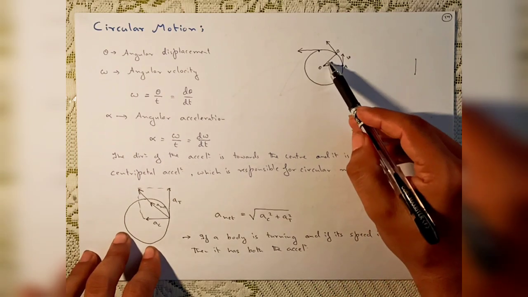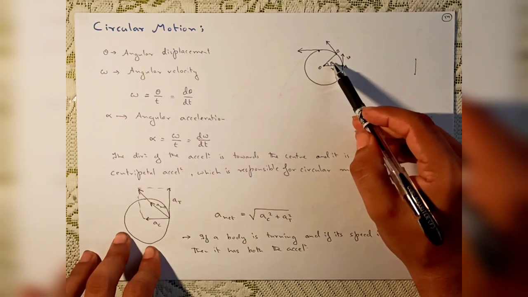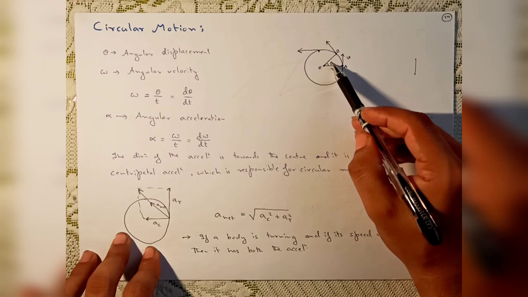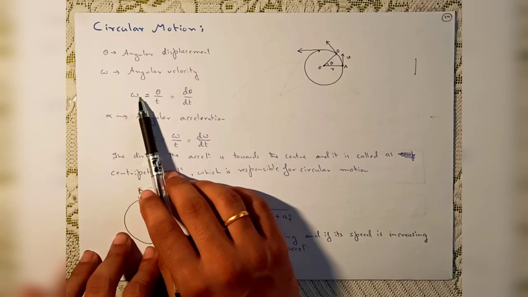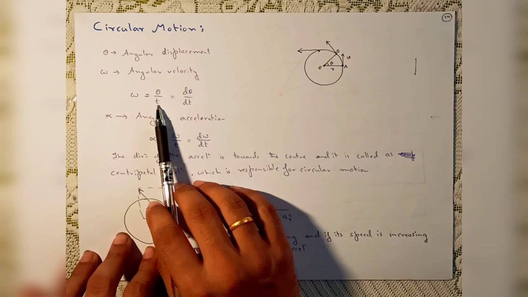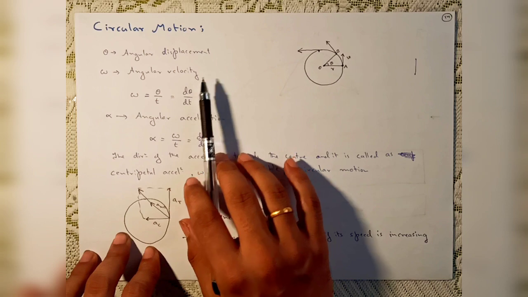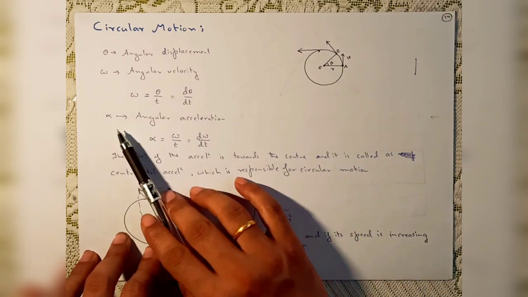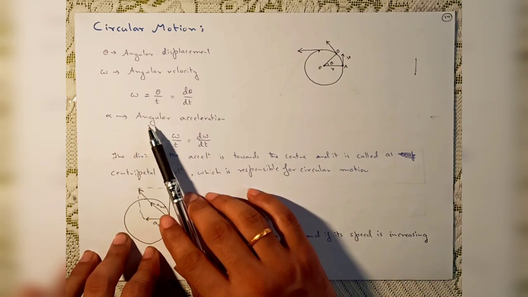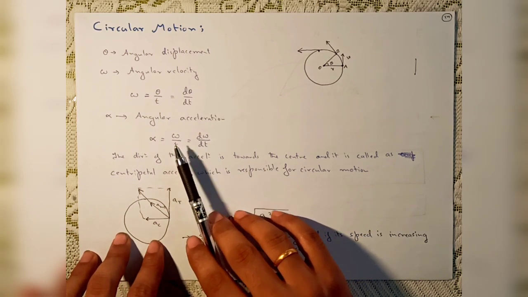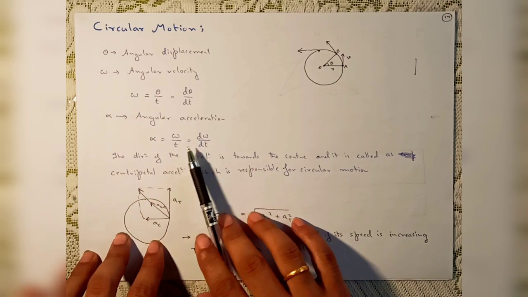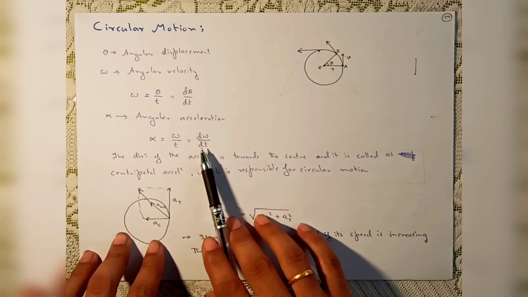So this theta is nothing but your angular displacement. Hence omega, that is your angular velocity, is angular displacement by time in circular motion, d theta by dt. And then alpha is denoted as angular acceleration, where alpha is angular velocity by time, d omega by dt.